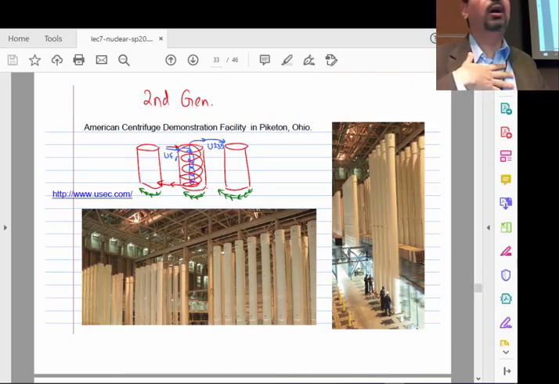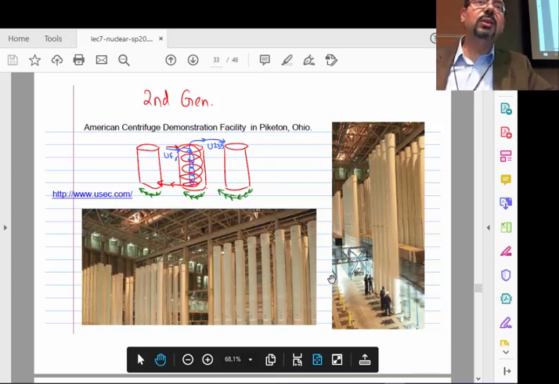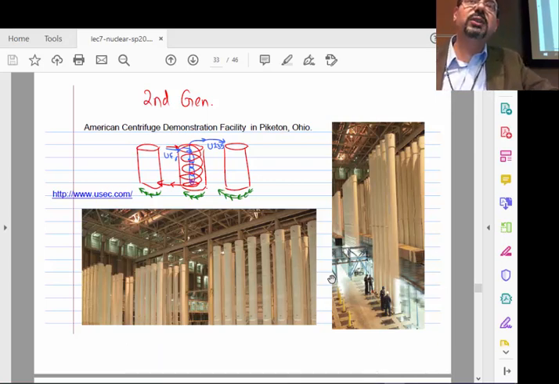Again, we are mechanical engineers, so we just know how to use the output of this rather than how to design it. Let's leave it for the nuclear engineers to design this for us. But you just need to know that this is a big facility that requires a lot of rows of centrifuges in order to increase the level. All right.